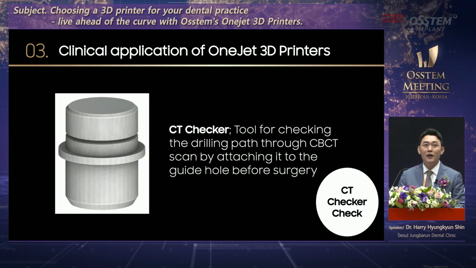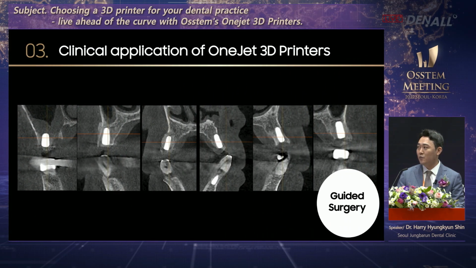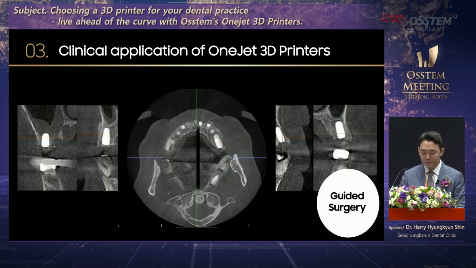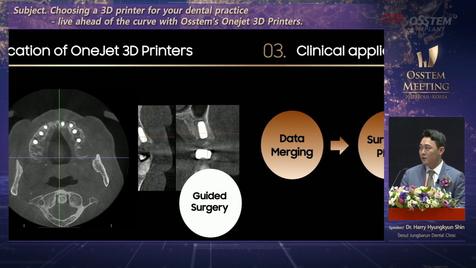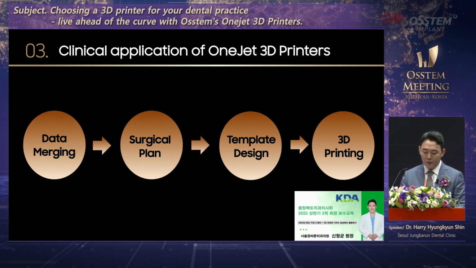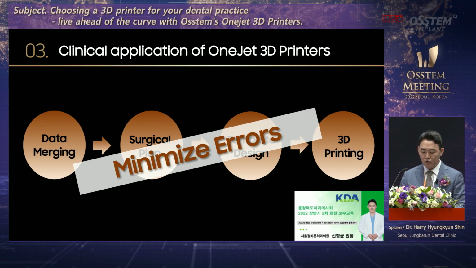The CT checker is a tool for checking the drilling path through a CBCT scan by attaching it to the guide hole before surgery. So it is not a very difficult process. It is available from Osstem, and you can do surgery without errors using this. A CT is taken and it is checked. Through the steps, what is most important is to minimize the errors.